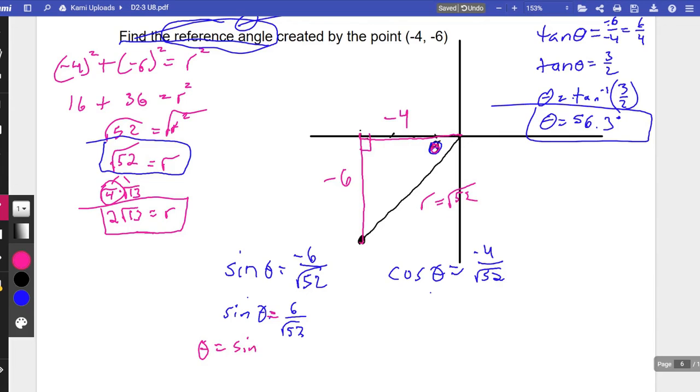Theta is sine inverse of 6 over the square root of 52. This would give you the exact same answer, 56.3 degrees. And similarly, if you did the same thing with cosine, you would use positive 4. It would be cosine inverse of positive 4 over the square root of 52. And you would also get 56.3 degrees.